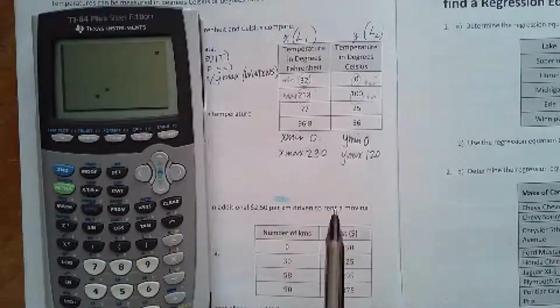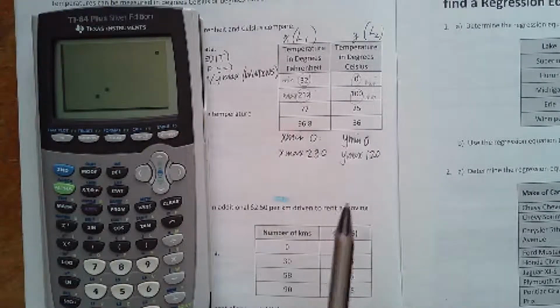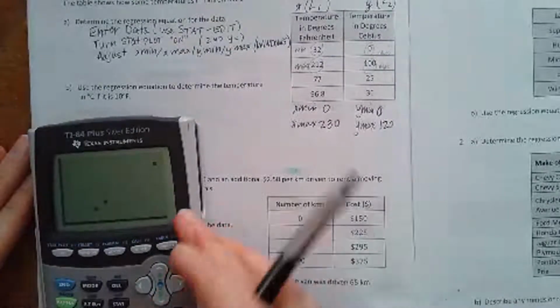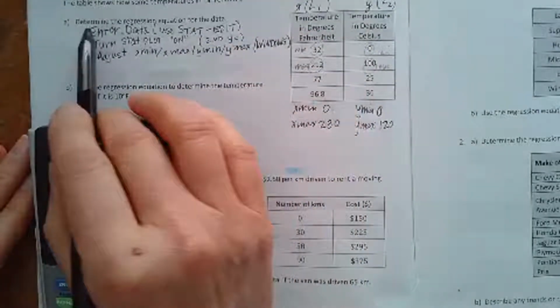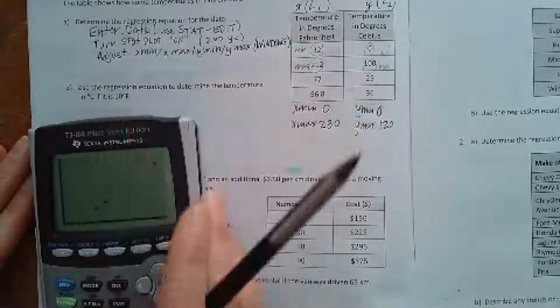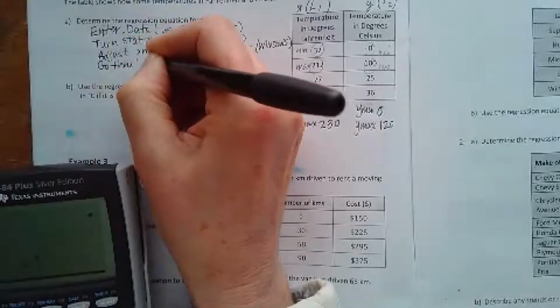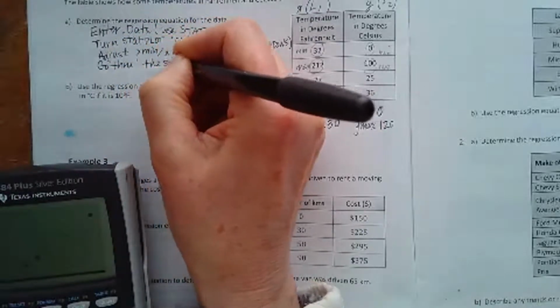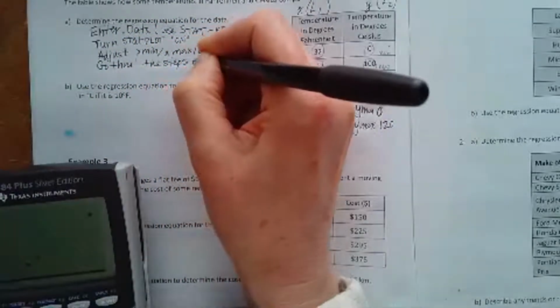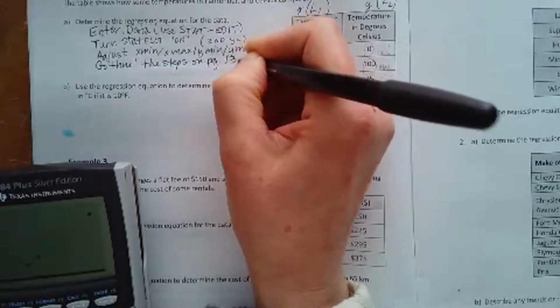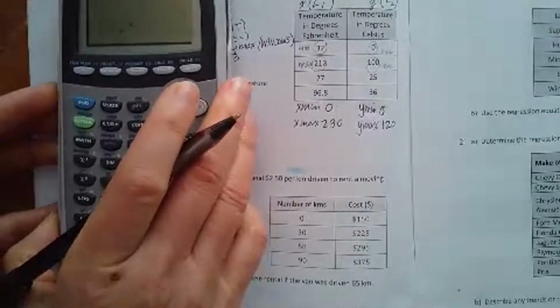Okay, so once I have my data plotted, I've done all that. Now it says determine the regression equation. So go through the steps on page 13, just previous, and I'll go through them here.